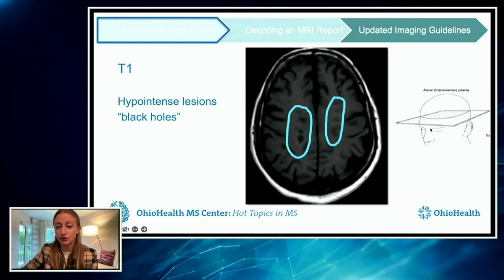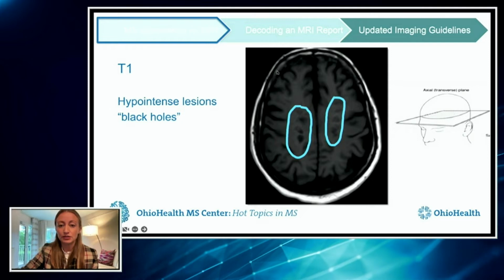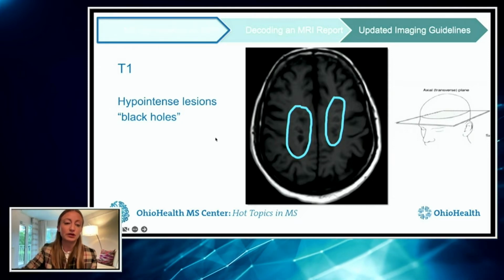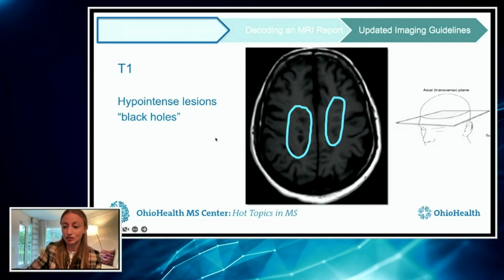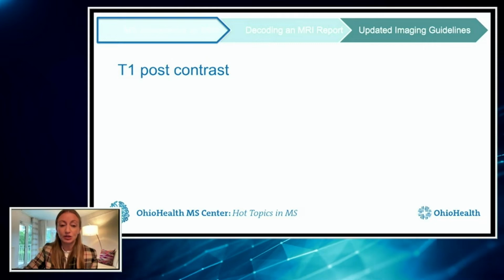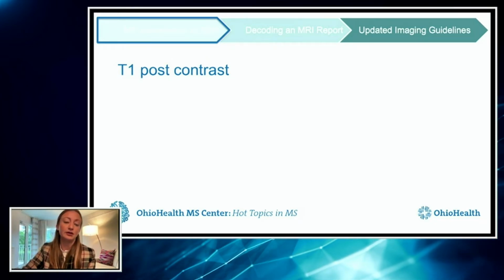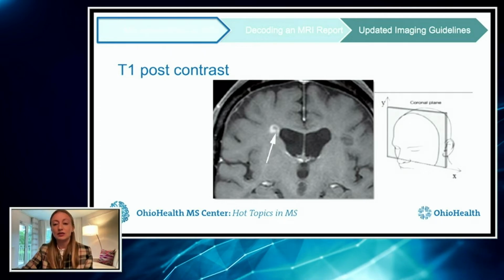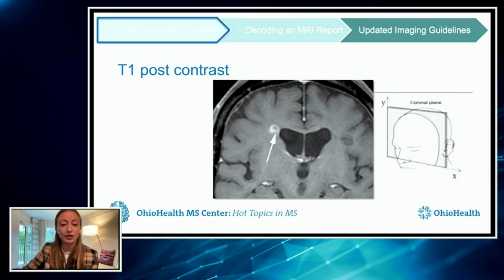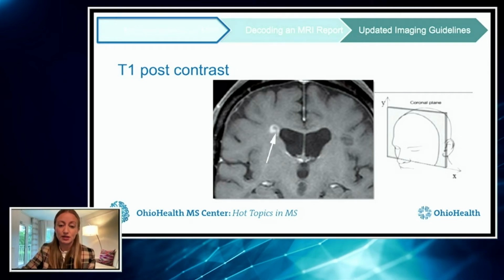And this is just a different orientation of the MRI. So this is called axial, where this is the front of the head and this is the back of the head. And so these are examples of hypointense lesions. If we look at a T1 image with contrast, so after IV gadolinium contrast is given, some MS spots might light up with contrast, and you may hear them referred to as contrast-enhancing lesions.